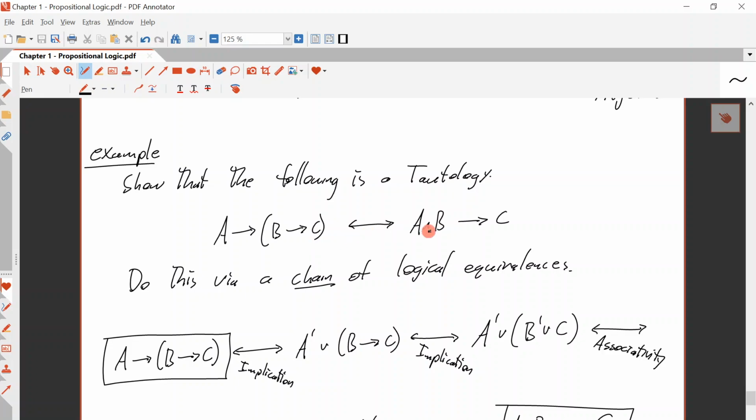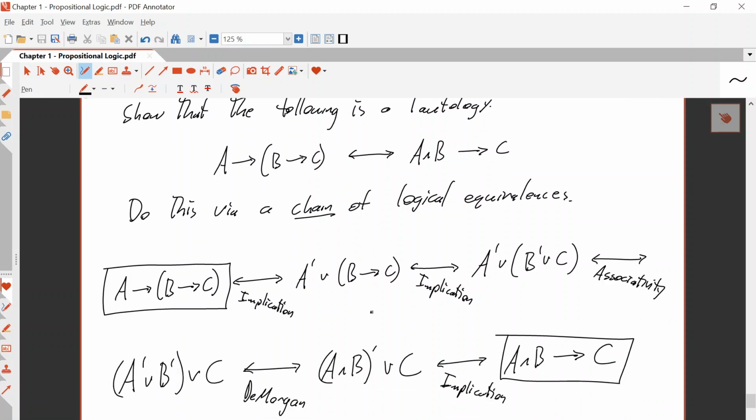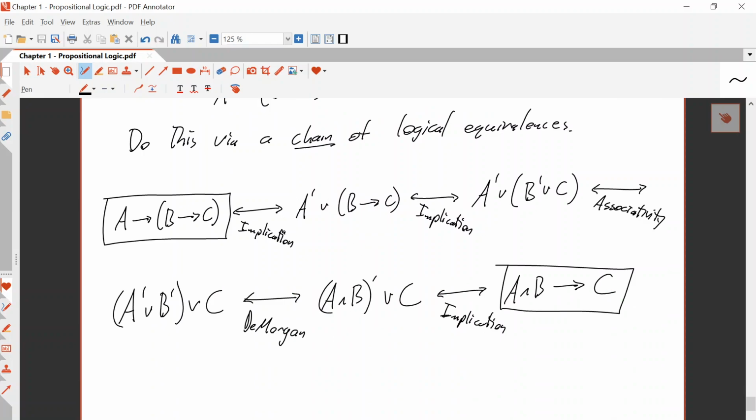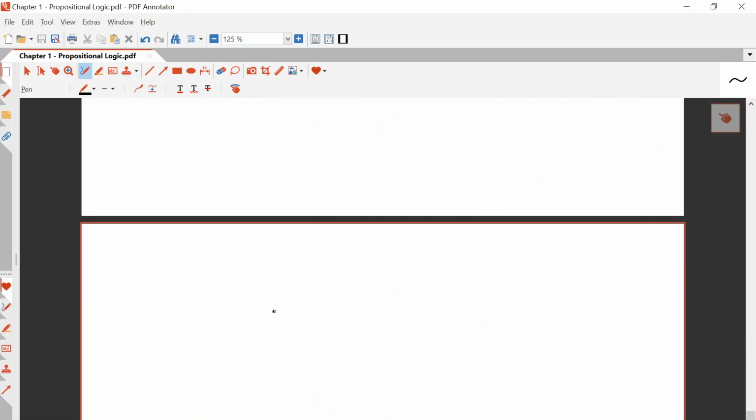But as the number of propositional variables grow, like if you've got 4, 5, or 6, if you have 6 propositional variables, your truth table is going to have 2 to the 6, like 64 rows. So it gets a bit unwieldy. So doing things in this algebraic fashion can be preferable. Okay.